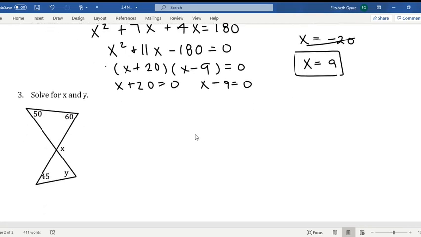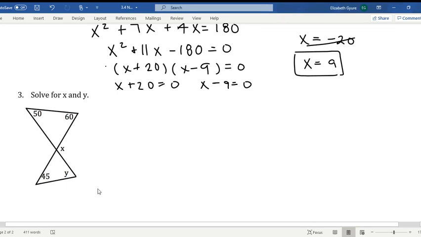All right, last one. So last one, solve for x and y. We have a diagram here with a 50-degree angle, a 60-degree angle, an external angle of x, and then 45 and y. There is almost always more than one good way to do these. So does anyone have any suggestions of a place we could start?